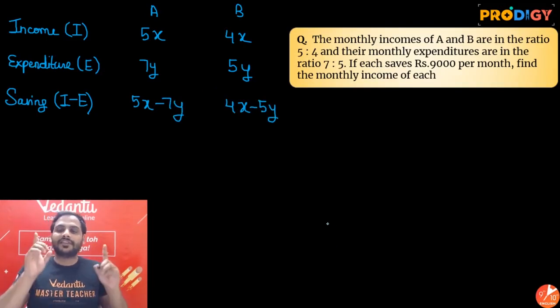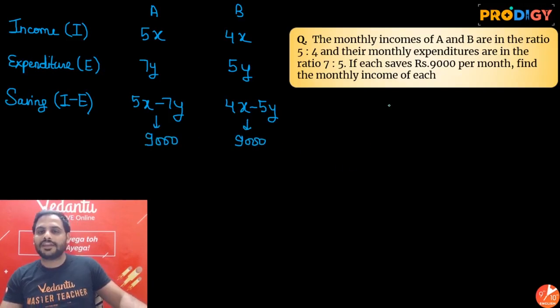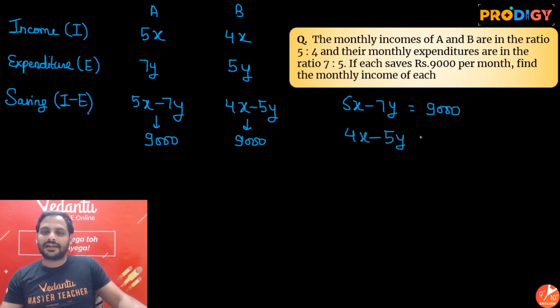It is saying saving is now 9,000 for both. So I can say this is also equal to 9,000 and this is also equal to 9,000. I have got both my equations: 5x minus 7y is equal to 9,000, and here 4x minus 5y is equal to 9,000.